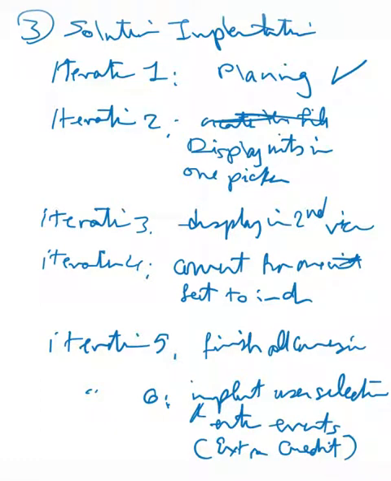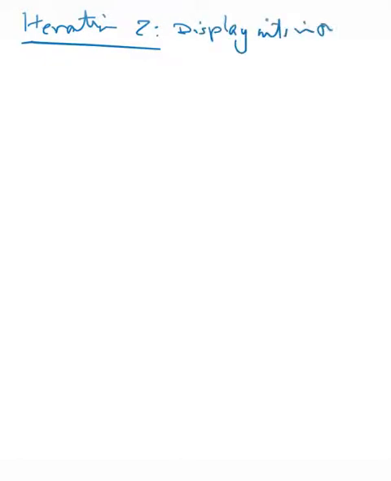Hello. So we finished the planning for our project, and we are about to start iteration number 2. So to start iteration number 2, we go back to our app development process. So this is iteration 2, and the title of this iteration is to display units in one view, in one picker view.